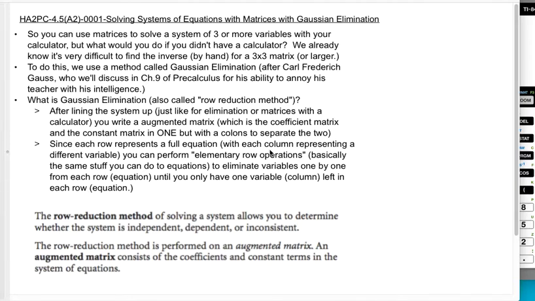All right, so you know how to use matrices to solve a system of 3 or more variables with your calculator, but what would you do if you didn't have a calculator, right? Now, I realize that you generally have one, but sometimes you're not gonna. So we're gonna learn how to do this by hand because it's really hard to find the inverse of a 3x3 or larger matrix. So we're going to learn how to do this thing, Gaussian elimination, named after Carl Friedrich Gauss. We'll discuss him in Chapter 9 of Pre-Calc 2.